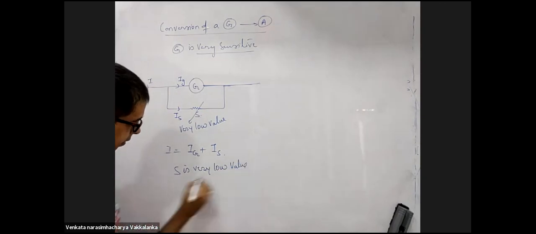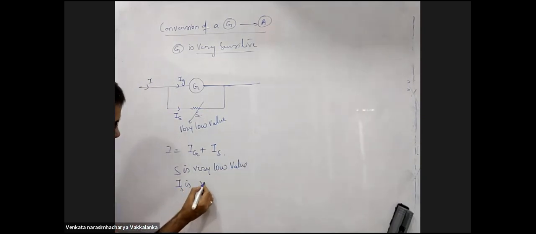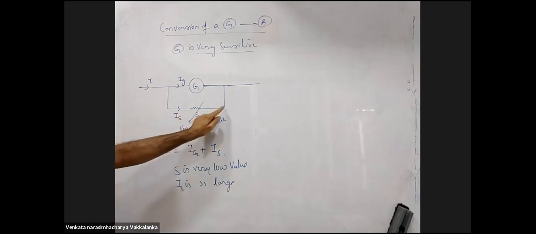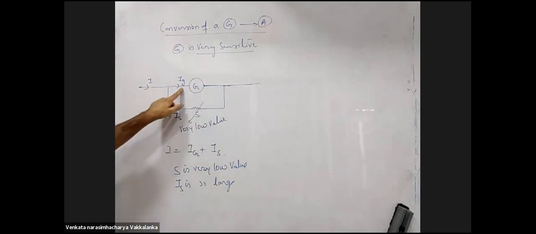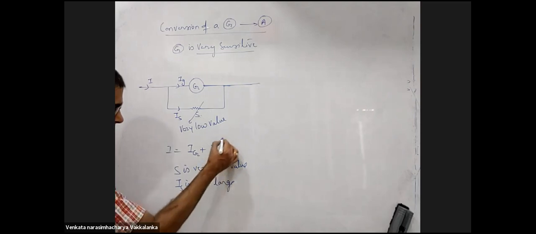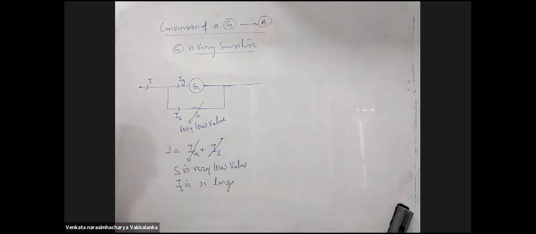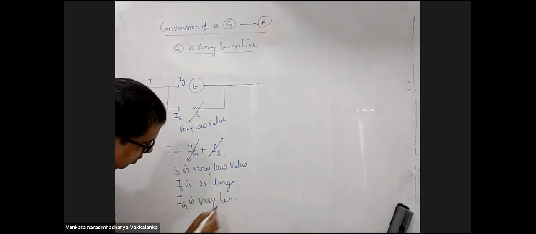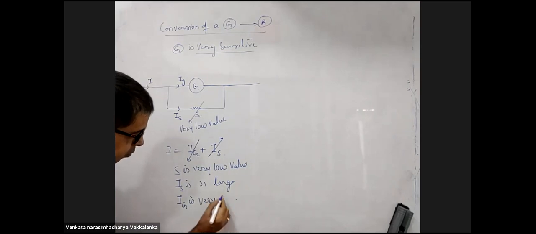What will happen? IS will be very large. A larger proportion of current will pass through the shunt resistance. Lesser current passes through the galvanometer. Right? IS will be very large. IG will be very small. So IG is a very small value.